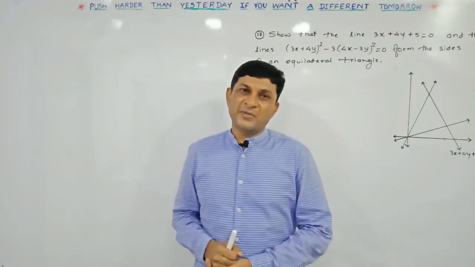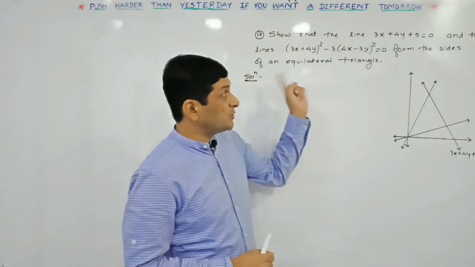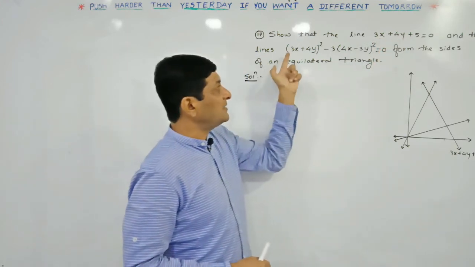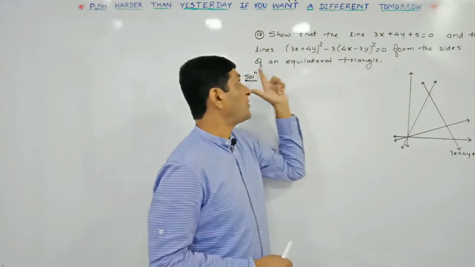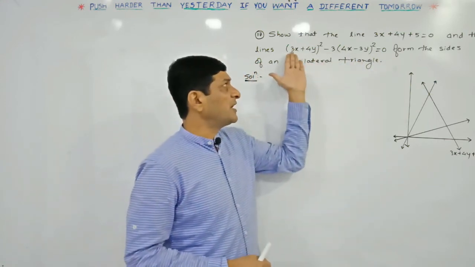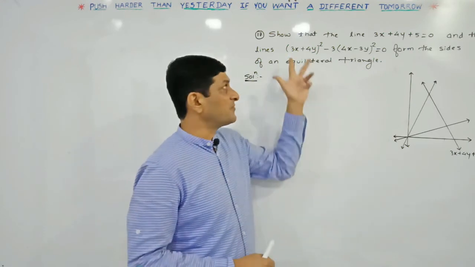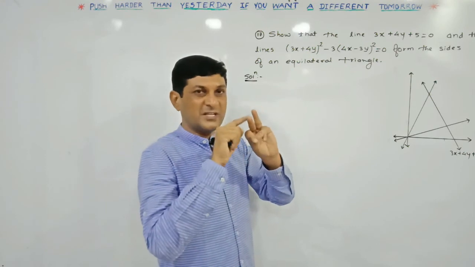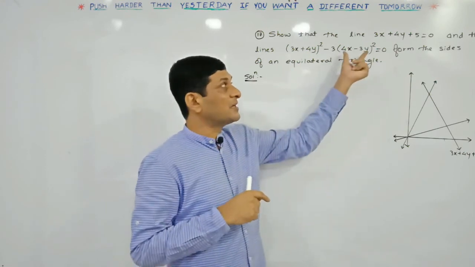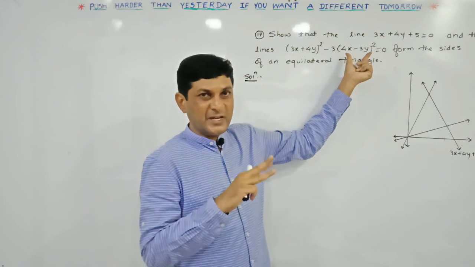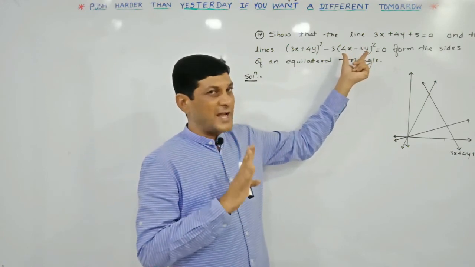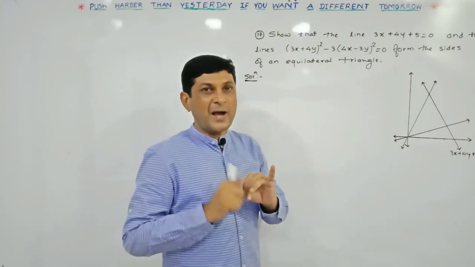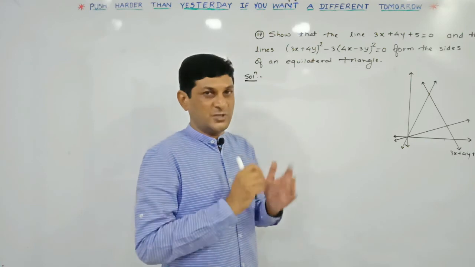Now see example number 17. In this example we have to show that the line 3x plus 4y plus 5 is equal to 0 and the lines represented by this equation form an equilateral triangle. So easily we can observe that this is a homogeneous equation. After finding the expansion of the first bracket, here we will get three terms: one term is of x square, one is xy, and another is what? y square. And here also we will get the same three terms after expanding it, x square, xy, and what? y square. And collecting the terms of x square, then xy and y square, we will get a homogeneous equation.